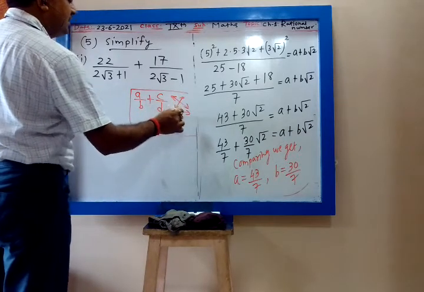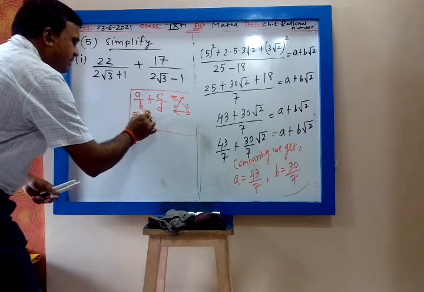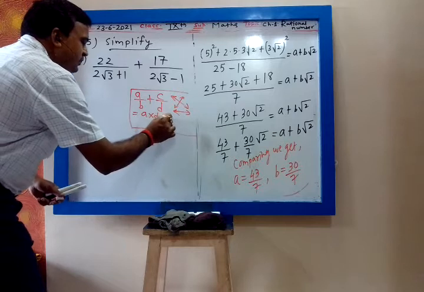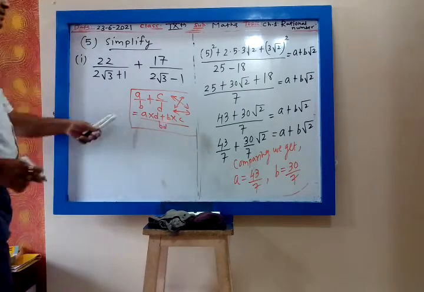Are you getting? This is the working method. So what it will be? A into d plus b into c upon bd. Correct? This is one method.